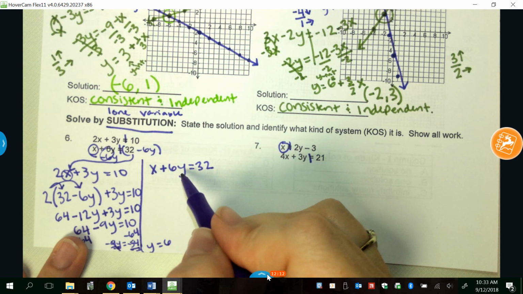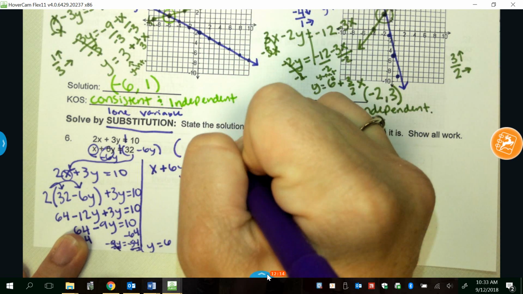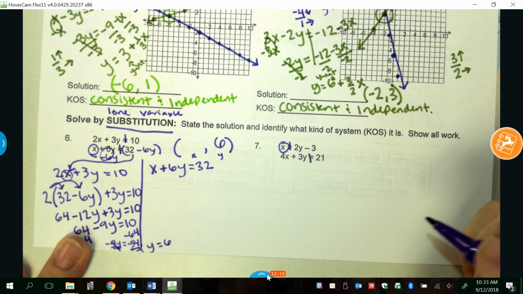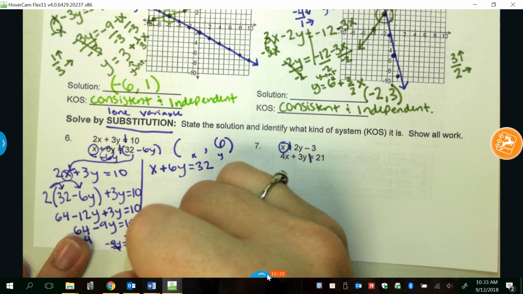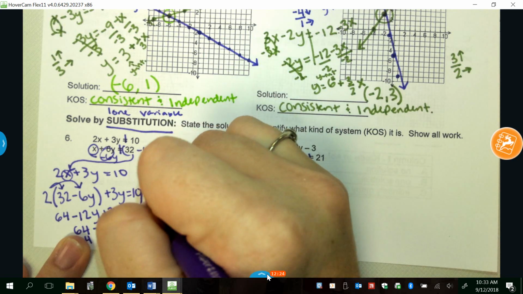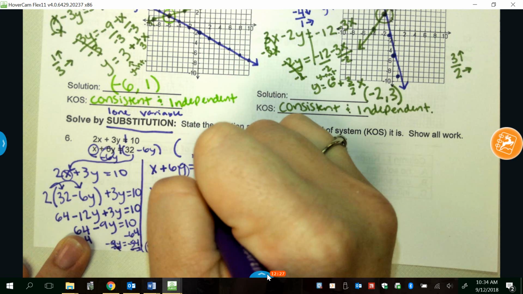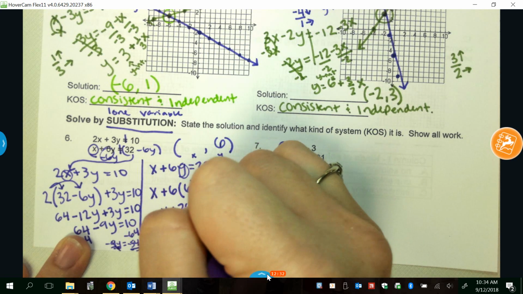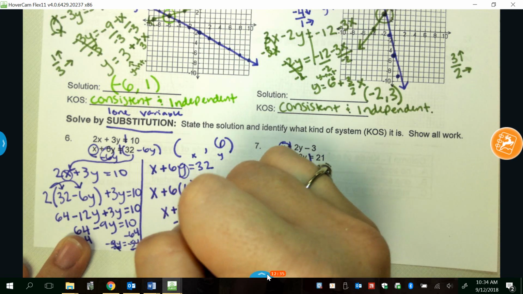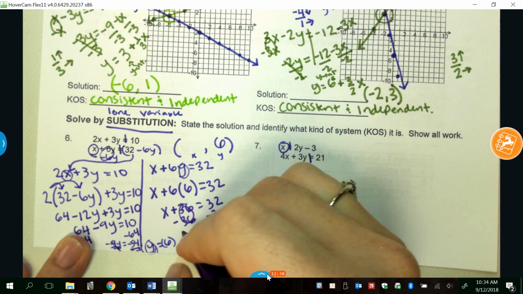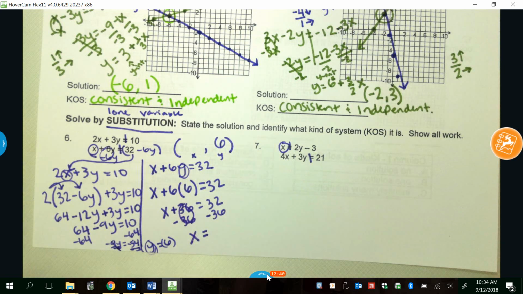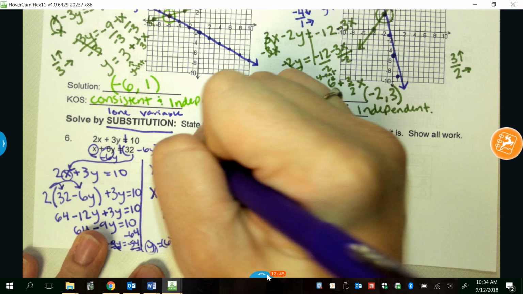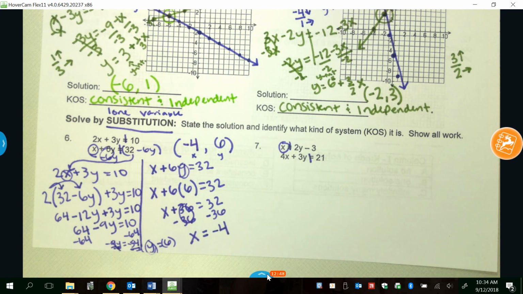Now I can come and plug that in here. So remember, we have an x comma y as our solution. So y is 6, and I'm going to replace y with 6 now. So instead of y, I'm going to put x plus 6 times 6 equals 32. Well, 6 times 6 is 36, so I have x plus 36 equals 32, minus 36 both sides. X equals 32 minus 36, which is negative 4. Okay, so our answer should be negative 4 comma 6.